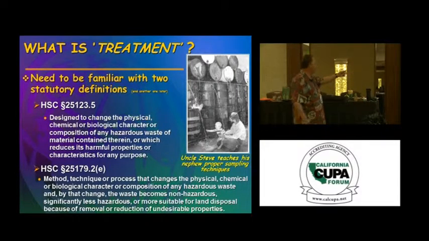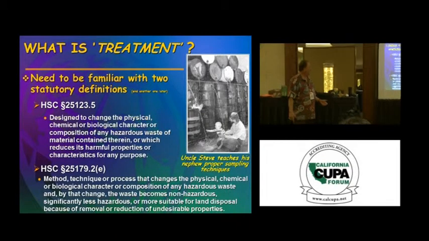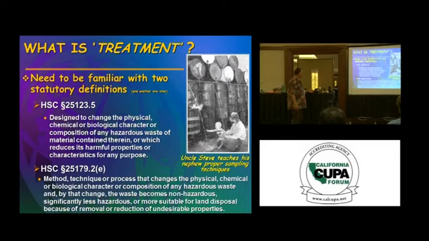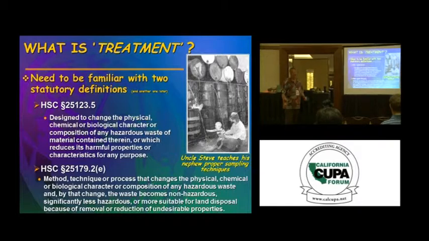And then in 251.79.2e, treatment is any method, technique, or process that changes the physical, chemical, or biological character or composition of any hazardous waste. And by that change, the waste becomes non-hazardous, significantly less hazardous, or suitable for land disposal because of removal or reduction of undesirable properties. How specific is that? It's not.